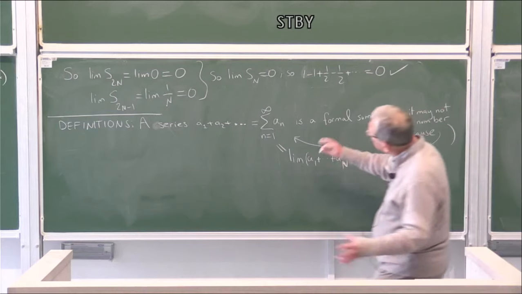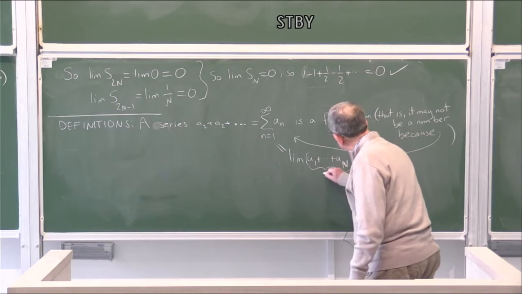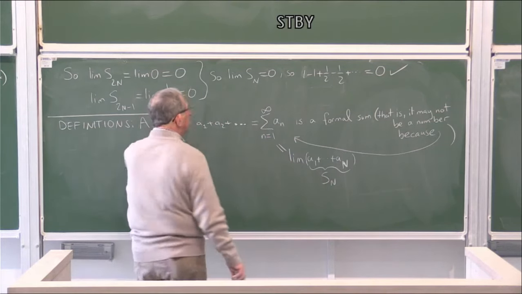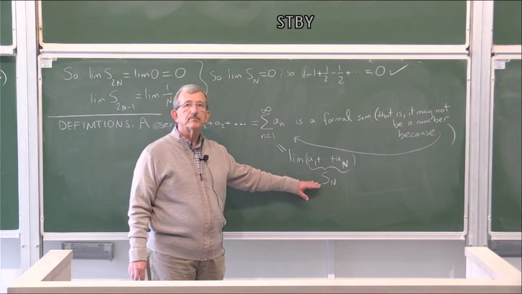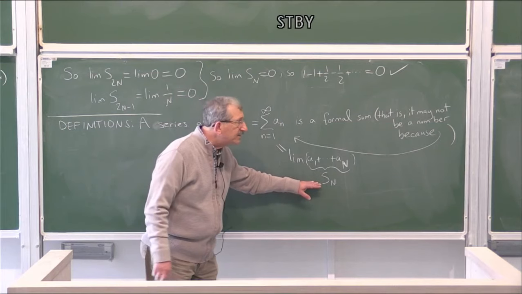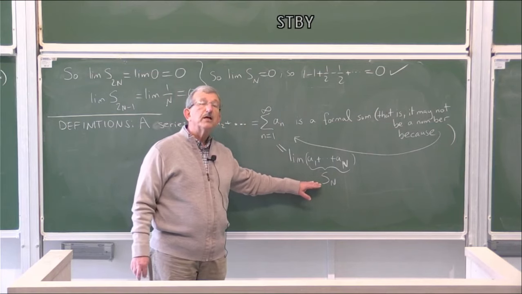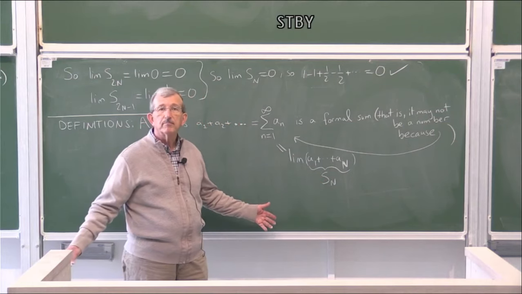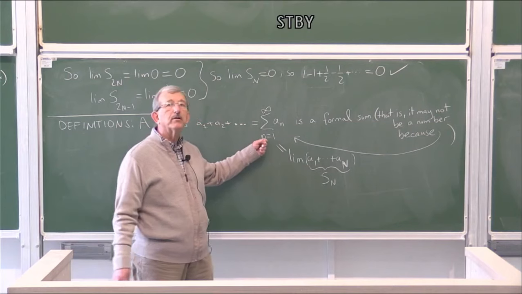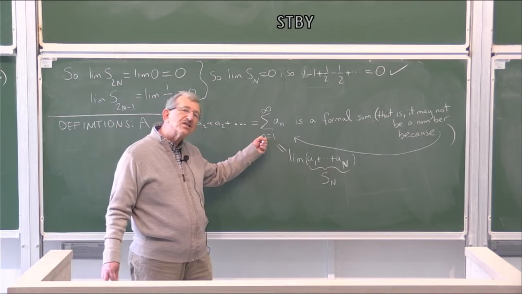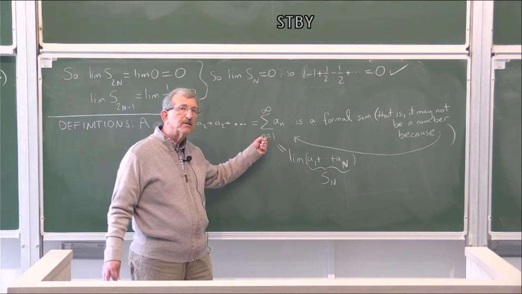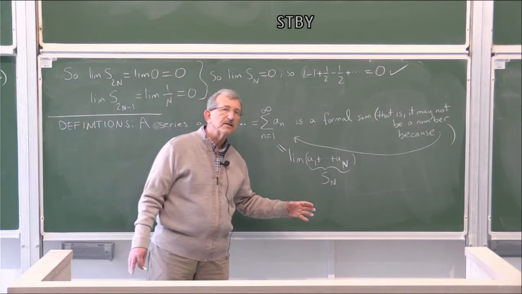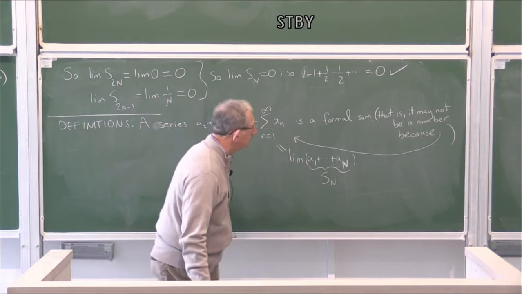A minute ago we called this Sn. So a series is the limit of Sn. Now, if this limit exists, it's a number. If this limit does not exist, it's nothing. But formally, we show it this way. It's just a symbol. It doesn't mean that something exists. Just symbolically, we show it by this.